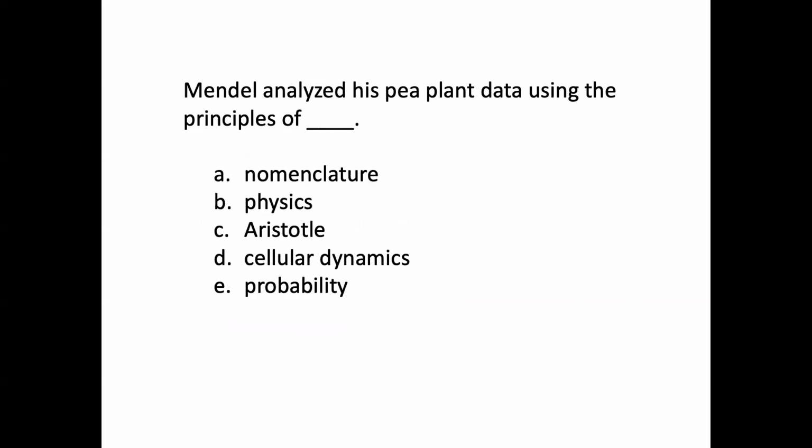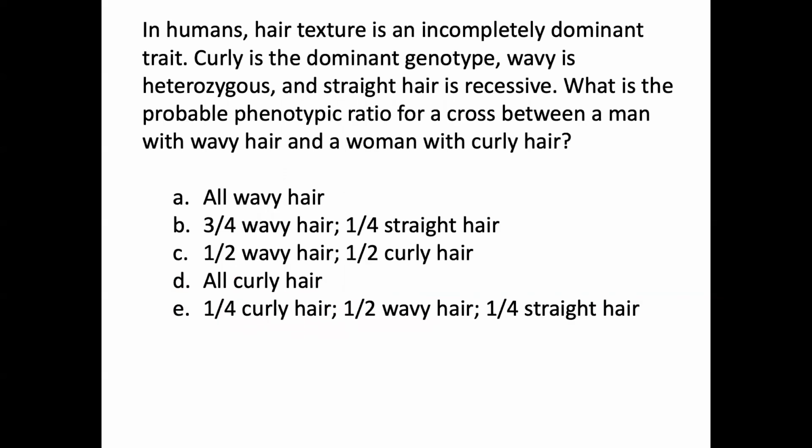Okay, so let's take a look at this one. This is really easy. Mendel analyzed his pea plant data using the principle of what? So the correct answer is E. This is very straightforward, and I guess everyone should get it correct, okay? Probability.